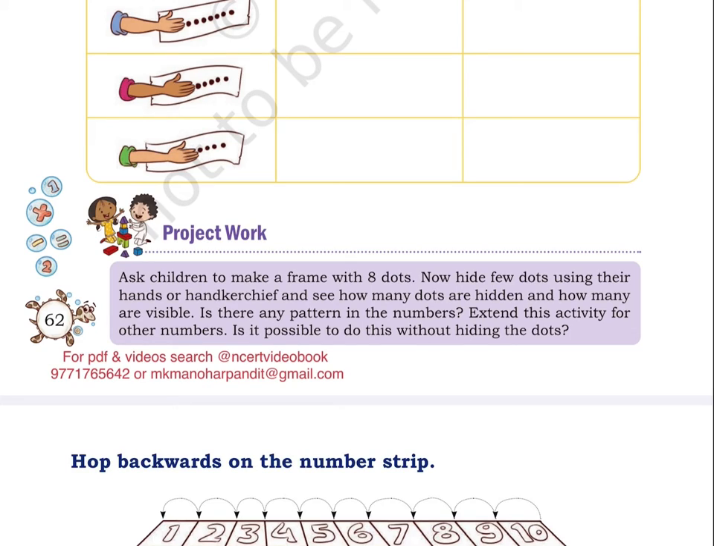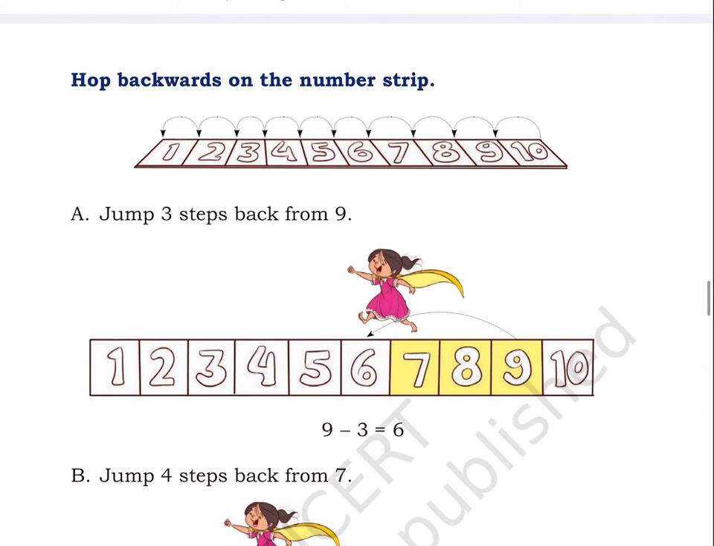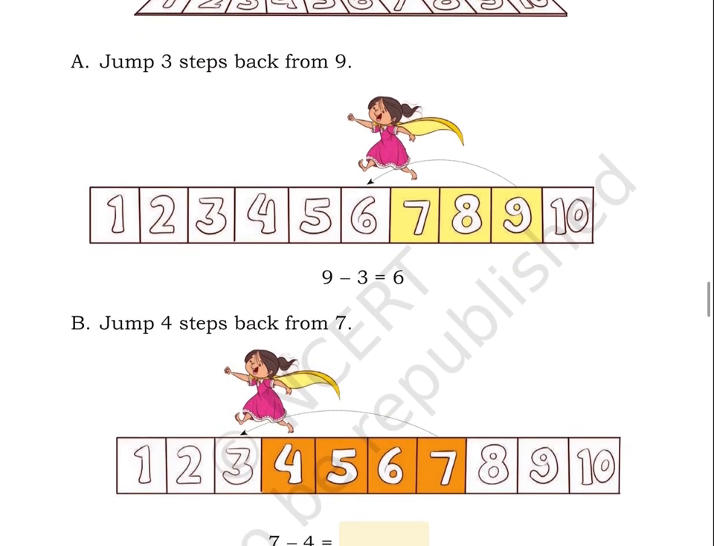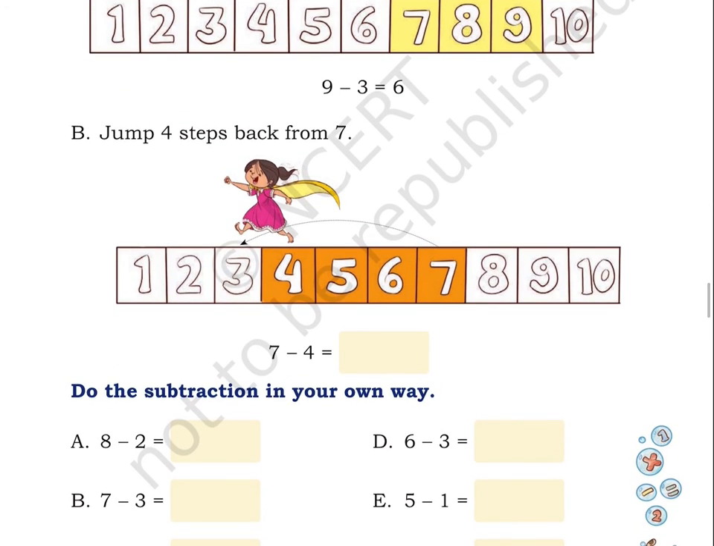Page number 63. Hop backwards on the number strip. Here we have a number strip from numbers 1 to 10. A. Jump 3 steps back from 9. A girl standing on number 9 jumps to number 6. 9 minus 3 is equal to 6. B. Jump 4 steps back from number 7. The girl standing at number 7 is jumping towards number 3. 7 minus 4 is equal to blank.